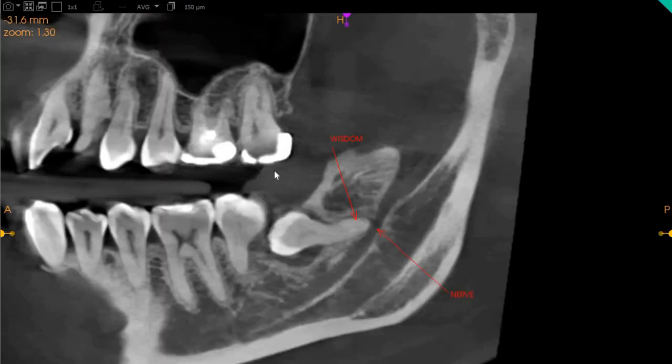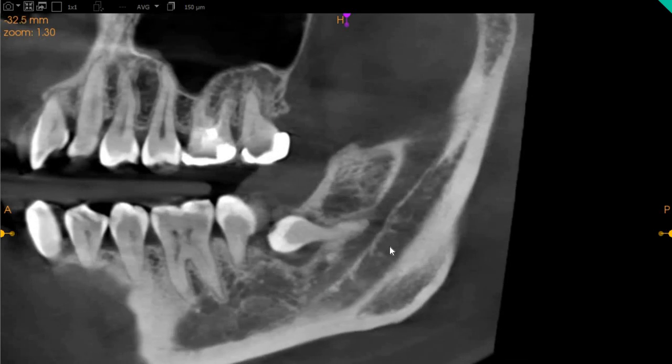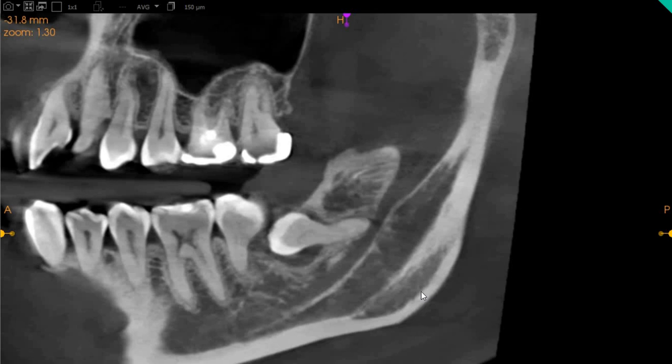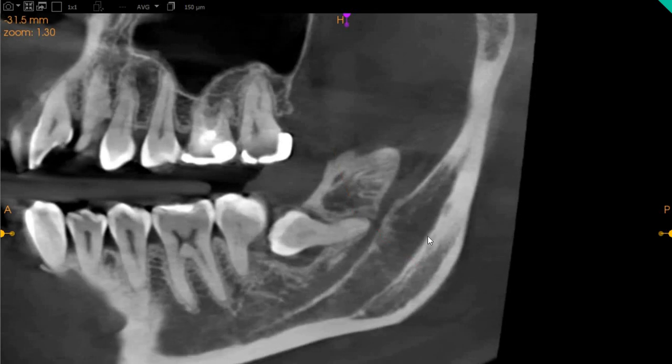This is the sagittal view. On the sagittal view, you can see that this is the lower left wisdom tooth, and this is where the inferior alveolar canal is. This is how close it is to compressing this portion of the canal. It's not completely surrounding the canal, but the apex is definitely compressing the canal right here.